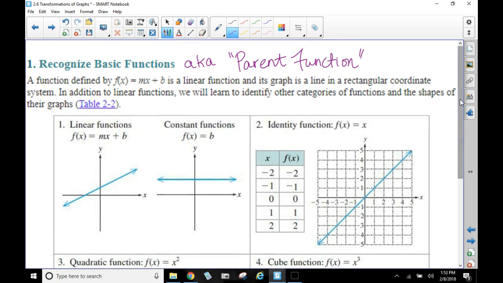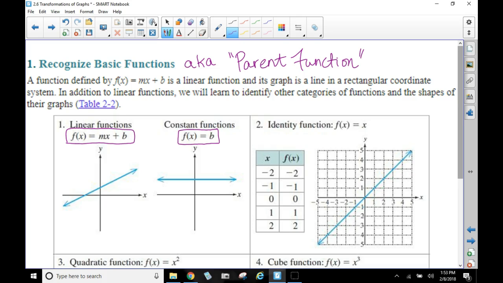Okay? Number one, with the linear functions, we know those are of the form f of x equals mx plus b. You need to recognize that. Constant functions have a constant value for our function, of the form y equals b.